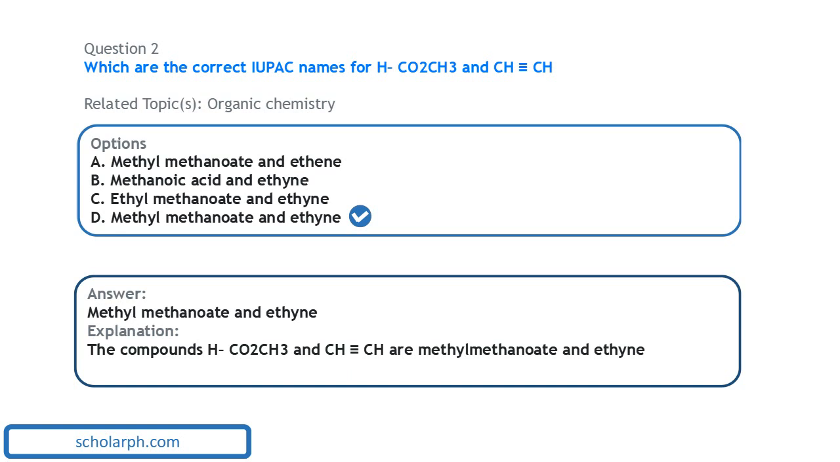While this compound that has 3 bonds is an alkyne. You can tell it's an alkyne, and it has 2 carbon atoms. 1 carbon atom is meth, 2 is eth. So this is going to be ethyne. So we have methyl methanoate and ethyne.